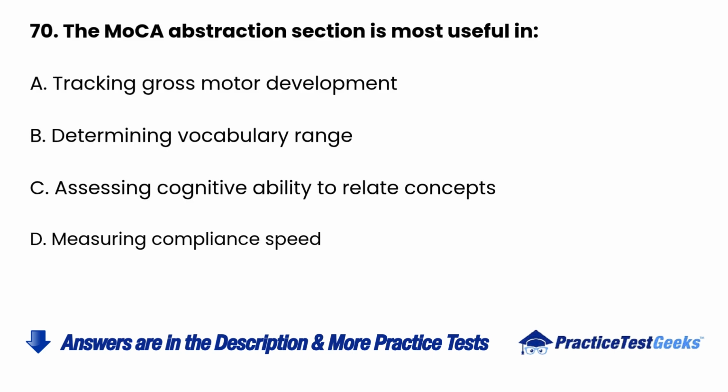70. The MoCA abstraction section is most useful in A. Tracking gross motor development. B. Determining vocabulary range. C. Assessing cognitive ability to relate concepts. D. Measuring compliance speed.